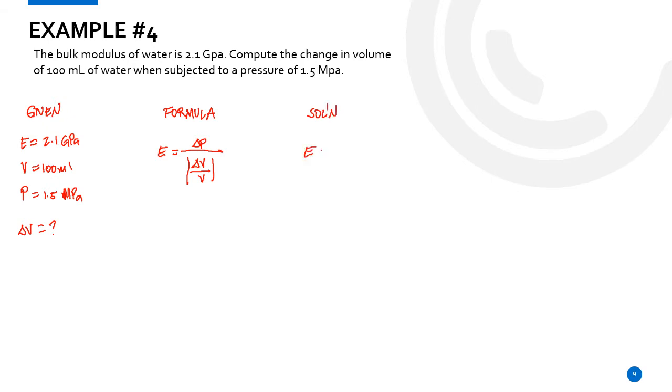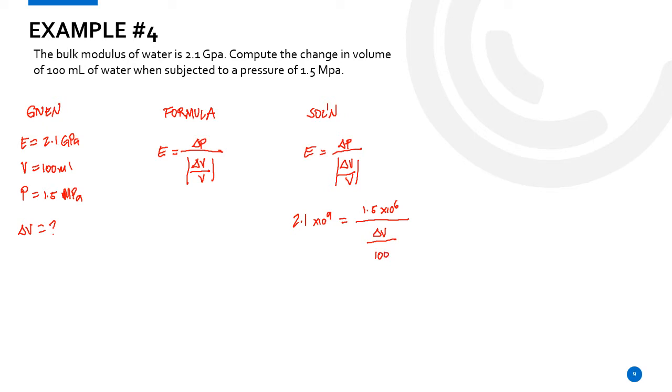So, E is equal to delta P all over delta V over V. Then, we have E, given, 2.1 gigapascal times 10 raised to 9, is equal to delta P, which is 1.5 times 10 raised to 6, all over delta V, which is what we are looking for, over V, which is 100.